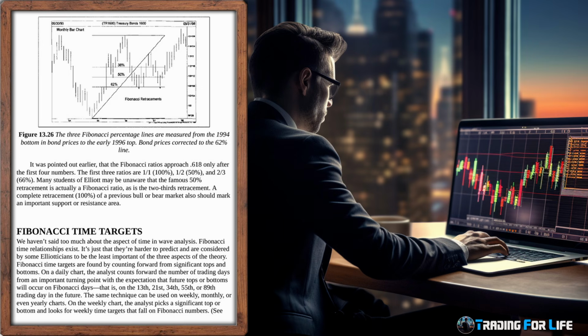We haven't said too much about the aspect of time in wave analysis. Fibonacci time relationships exist. It's just that they're harder to predict and are considered by some Elliottians to be the least important of the three aspects of the theory. Fibonacci time targets are found by counting forward from significant tops and bottoms. On a daily chart, the analyst counts forward the number of trading days from an important turning point, with the expectation that future tops or bottoms will occur on Fibonacci days, that is, on the 13th, 21st, 34th, 55th, or 89th trading day in the future.